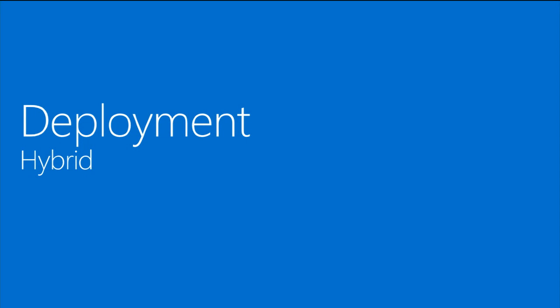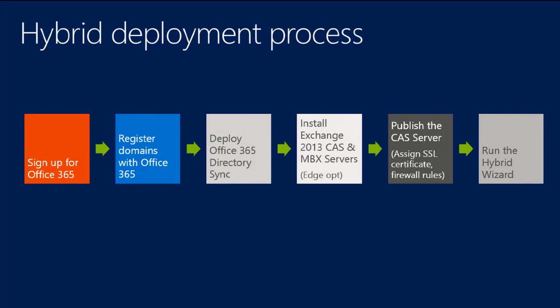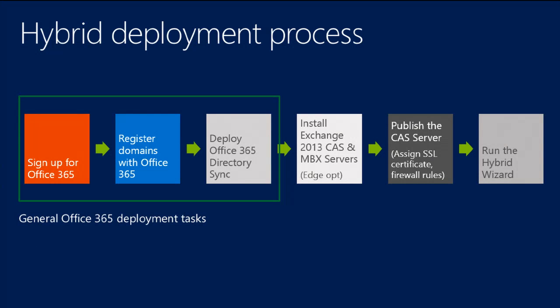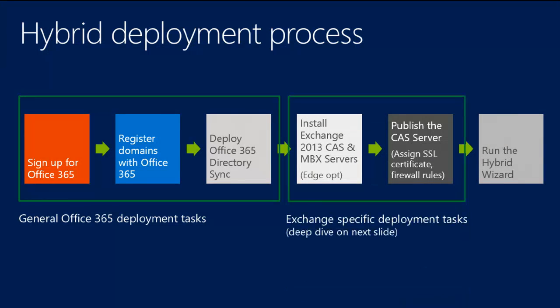Okay, so from a deployment perspective for hybrid, what are some of the things that you need to do? Well, some of them are the basic Office 365 tasks. If you're familiar with Office 365, you've got to do the general tasks of signing up, registering vanity domains, deploying directory sync. You've got to install the hybrid servers. You need your client access server. You need your mailbox server. And as you'll see, if you want to use an Exchange 2010 Edge transport to help with that secure message flow, you can. It's an option. We now support it as part of the hybrid configuration wizard.